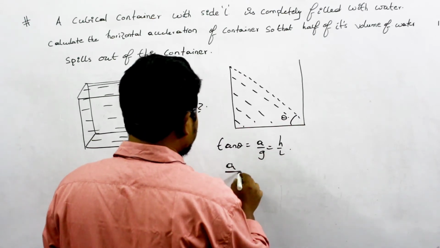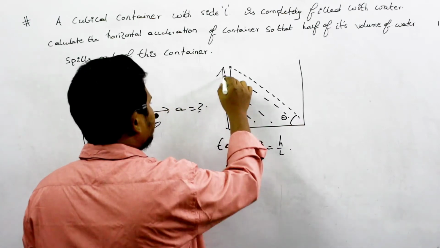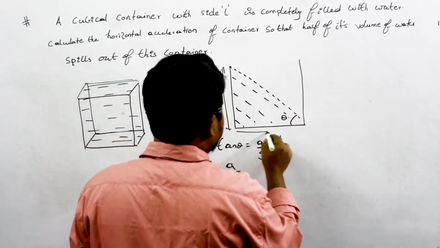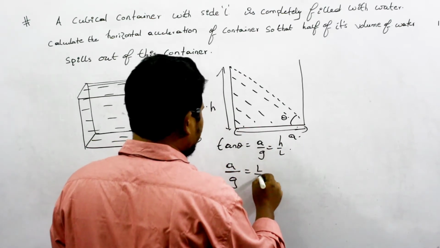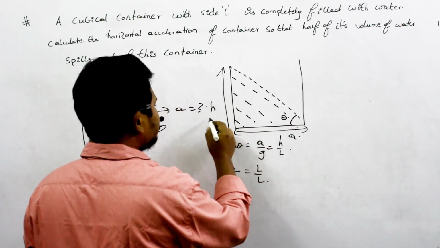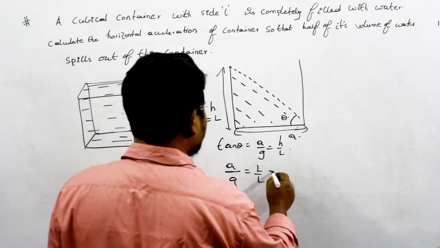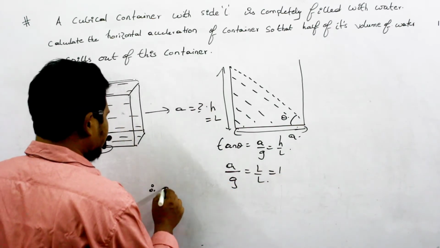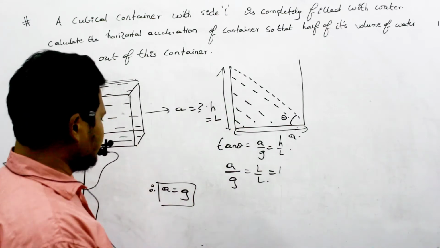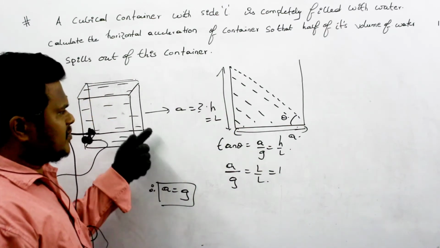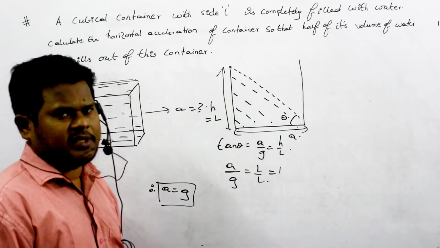So a by g is equal to, what is h here? h is the height of this liquid at the end of this tank, and l is the length of this tank. So therefore a by g is equal to L by L, because this is a cube which is given. So in this condition h is nothing but L itself. So L by L, therefore it is equal to 1. So therefore a is equal to g. So if this tank is accelerated exactly with an acceleration due to gravity, then half of this water will spill out of this tank.